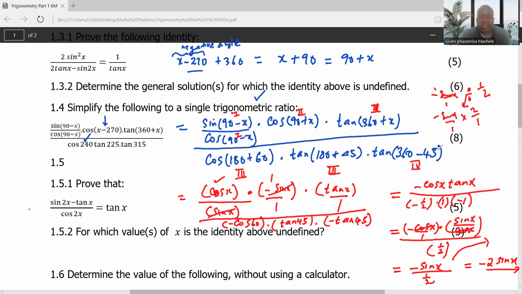Then the next one, it says 1.5. Prove that sine 2x minus tan x, divided by cos 2x, equals this. And for which values of x will the identity be undefined? Same as the one I said earlier. So I want you to try this on your own to prove whether the left and the right are equal.